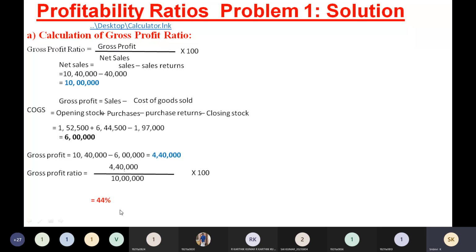So this is how you are going to calculate the gross profit ratio. What this 40% indicates is that on net sales you are earning 40%. This company is earning 40% gross profit by selling 10 lakhs of sales. If the company has 10 lakhs of sales, it is earning a gross profit of 40% of that 10 lakhs. So like that, this gross profit ratio will help to identify how much they are earning. Okay. So that is the purpose of gross profit ratio.